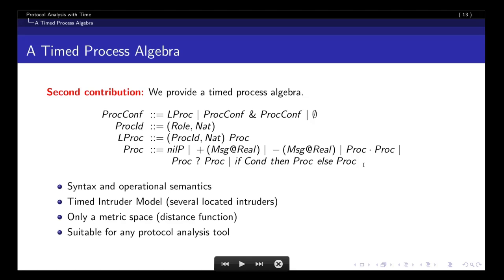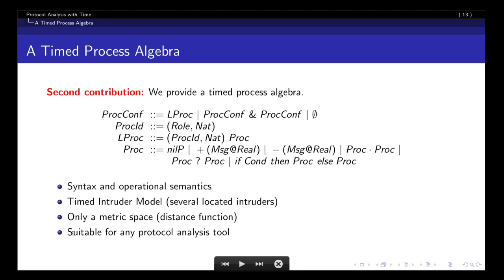The operator dot denotes sequential composition of the processes. We have the question mark for non-deterministic choice, and for deterministic choice we have the conditional expression. For our timed intruder model, we consider several located intruders, and I need to say the intruder is active. This implies intercept, forward, and create messages that he received. But the intruder cannot change the physics of the metric space.